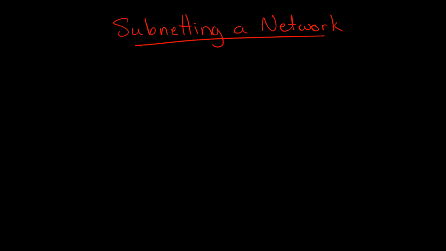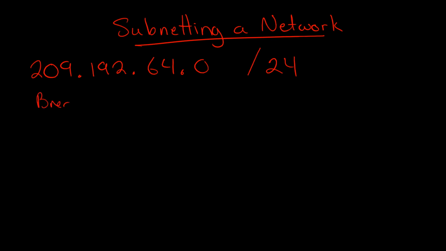So we're going to do a lot of examples in this video. We're going to start with the IP address 209.192.64.0. So this is a /24 network. I'm starting off with something you're very familiar with, a class C network, so /24, and we're going to break it into two networks.